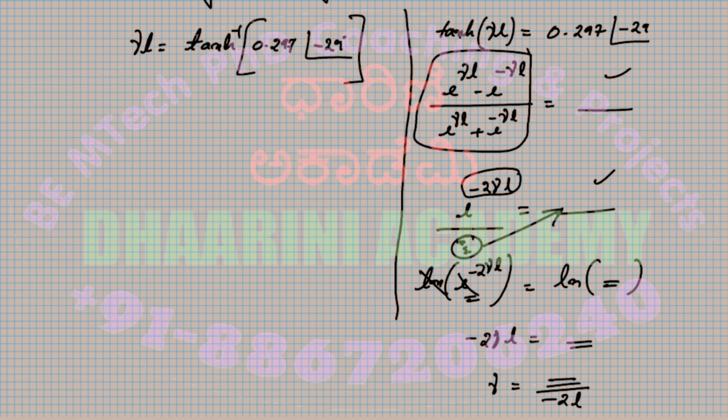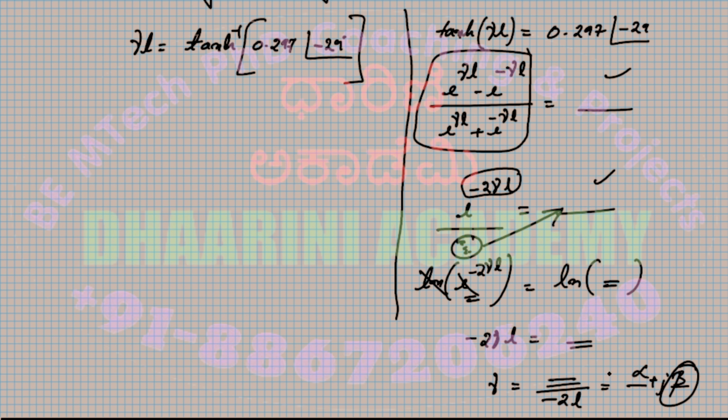Length is given, I think, how much? 10 kilometers, right? When you substitute, you get a gamma, which is again something plus j something, out of which this is my alpha, this is the beta. Take the beta from here and substitute in the equation, you get back the vp value, phase velocity.